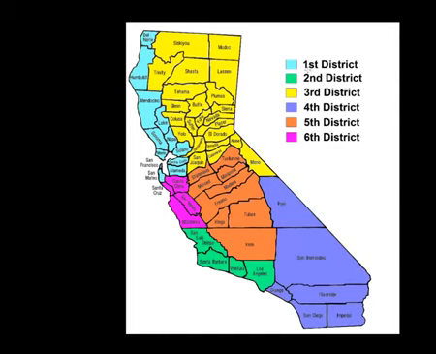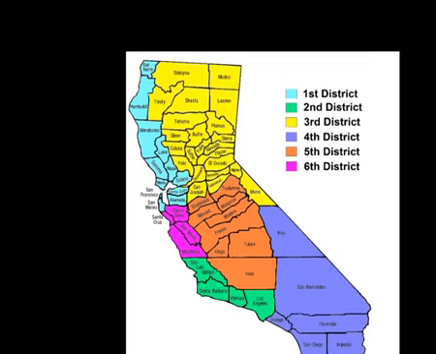So in the first district, we had counties that are colored blue, like San Francisco, Marin, and Napa. In the second district, which is green on this map, we've got LA, Santa Barbara, San Luis Obispo. And then in the fifth district, the orange district, we've got counties like Fresno, Kings, and Kern counties. All right, so now let's go back up to our diagram and fill this in.